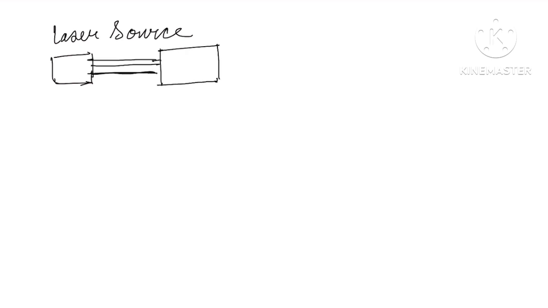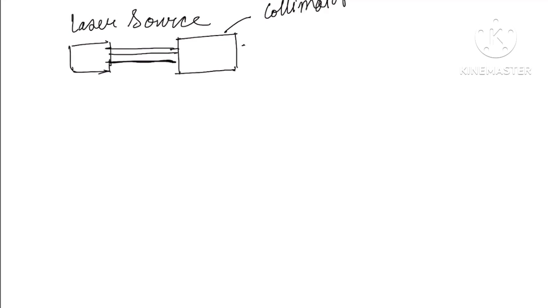Let's assume this is the laser source. I am not going into the depth of the laser construction, how the laser is made. Let's assume this is the laser beam coming from the laser source. The first component of the laser beam delivery system is the collimator. So this is the collimator. This is a schematic of the beam delivery system. I'm not drawing the exact component and its geometry. Now the laser beam is coming out of the collimator and it's parallel. So the working of the collimator is to make the laser beam parallel.